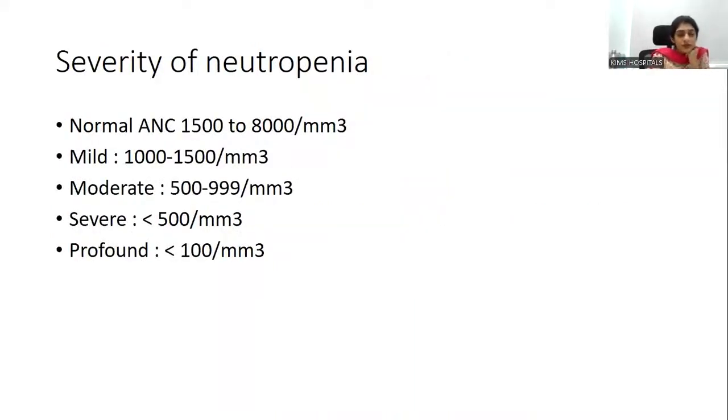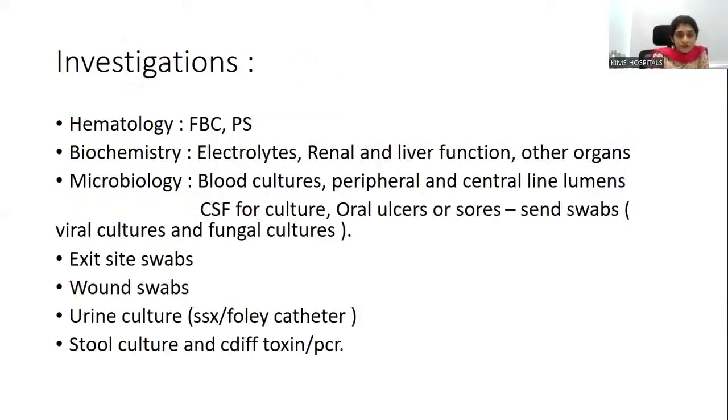Severity of neutropenia. The normal ANC count is 1500 to 8000 per mm3. It is graded as mild, moderate, severe, profound. Mild is 1000 to 1500. Moderate is 500 to 999. Severe is less than 500, and profound is less than 100.